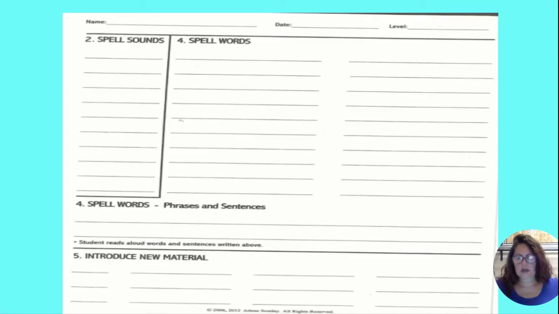Okay, now we're to the spell sound section of the lesson. I'm going to give a sound and then you're going to write the letter that makes that sound in this portion of your student notebook. If the learner makes an error, you're going to prompt them for the error correction.